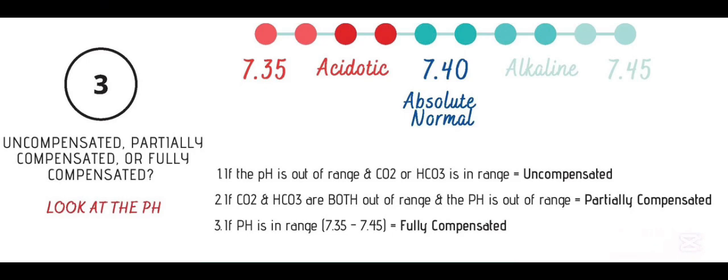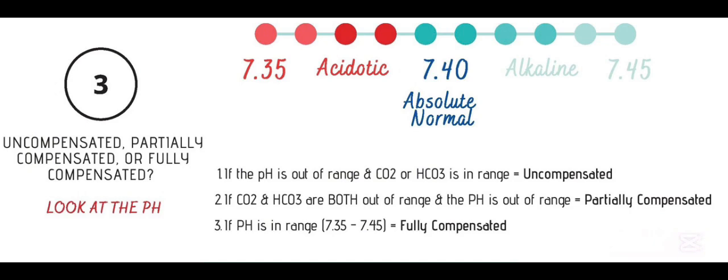And partially compensated. Here again the pH is out of the normal range, but now both carbon dioxide and bicarbonate are out of their normal range. This tells us the opposite system has started reacting to fix the imbalance, but it has not corrected the pH back to normal. So the body is trying but not enough. That is partially compensated.